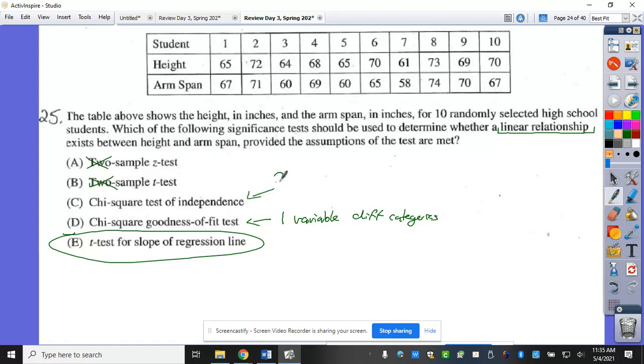Chi-square test of independence is going to be 2 variables, but it's going to be in a 2-way table where this direction is variable 1 and this direction is variable 2, which is not what this problem is. So some people could read this one and go straight to, okay, linear relationship and slope. But if not, then you can go through and think of each one to cancel them out to get to the same answer. So 25 is E.